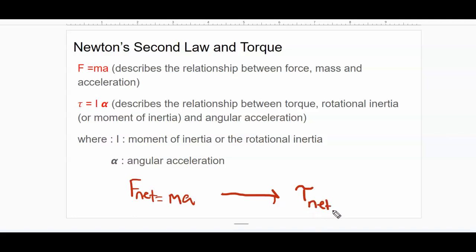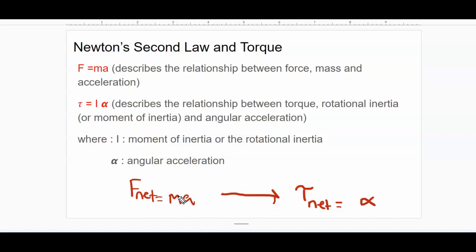For static equilibrium, we have the condition that the net torque is equal to 0. But you don't have to have a situation with static equilibrium. You can have a situation where you have a net torque, in which case the object is going to rotate. And if it rotates, instead of linear acceleration, you're going to have angular acceleration, which we've seen before. That's going to be alpha.